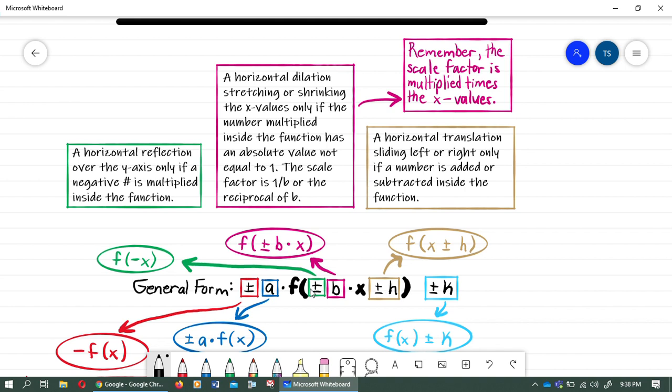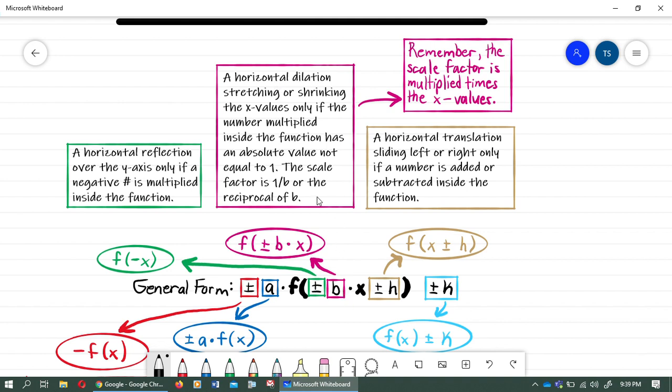We've talked about this before, but it's a horizontal reflection over the y-axis only if there's a negative number that's multiplied inside of the function. That's the only time there will be a horizontal reflection.